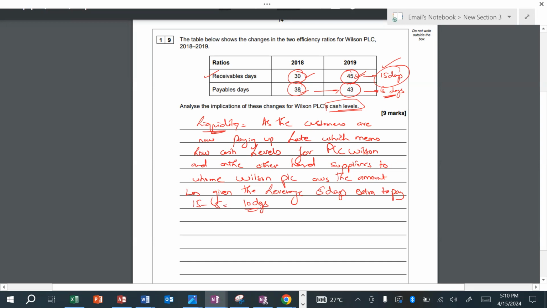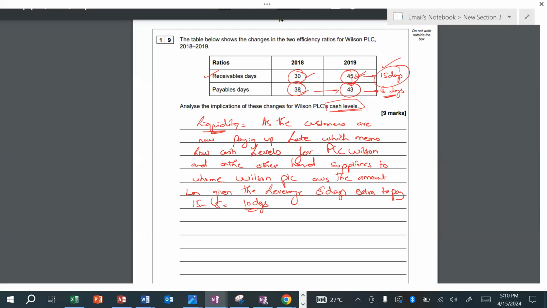Okay, now Wilson has to pay in 43 days, right? And he is going to receive the amount in 45 days, right? So there's just a very low margin between these two. You have to pay before and you are going to be paid later. This is a problem, which means that Wilson has to actually pay it by his own cash position in his pocket.